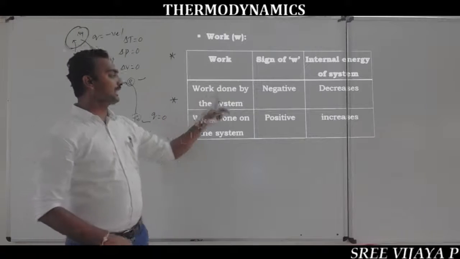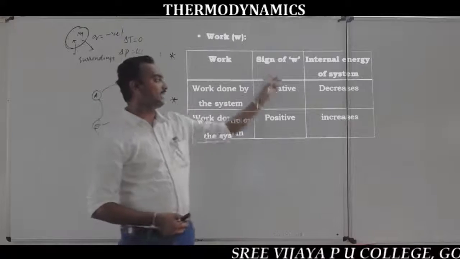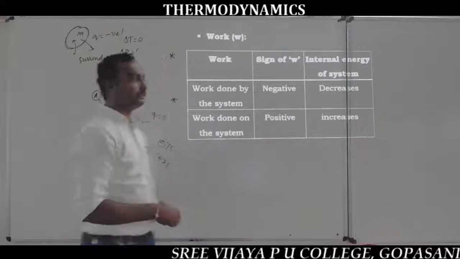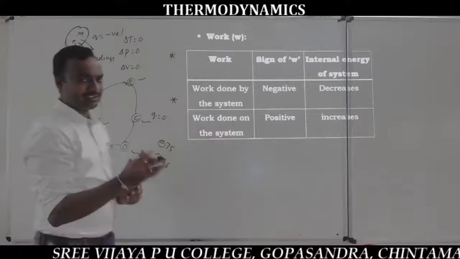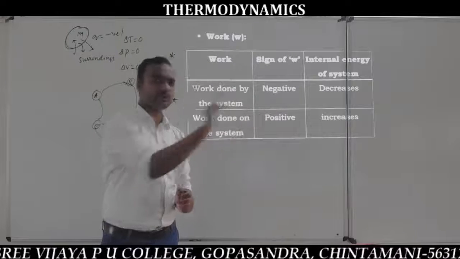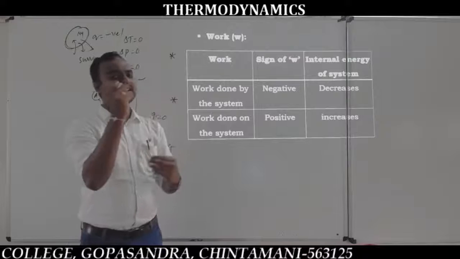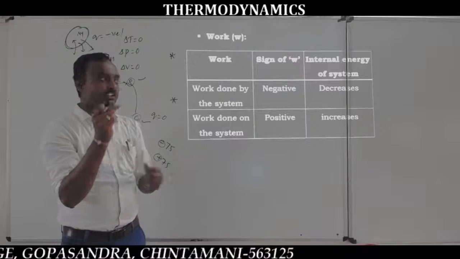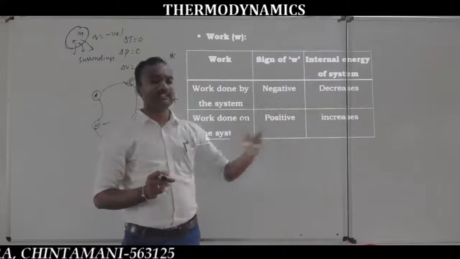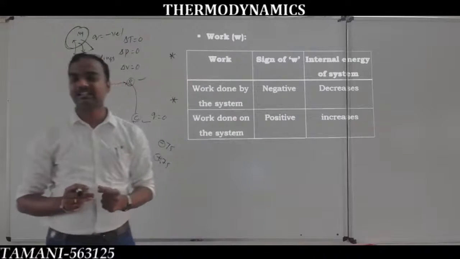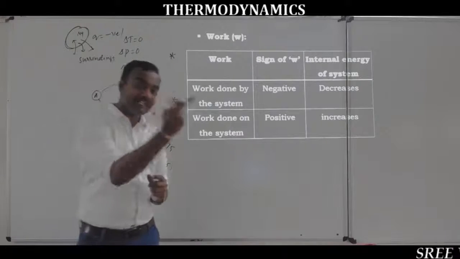Work. Suppose work is being done by the system. So then what is the sign? The sign is taken as negative. Work is done by the system on the surroundings, so definitely that energy is lost. Therefore internal energy decreases. And what happens to the negative sign? W is taken as negative when the work is done by the system on the surroundings.